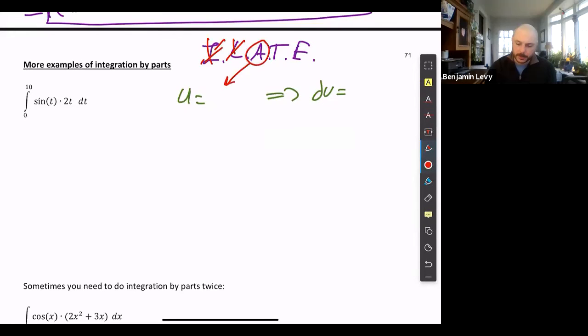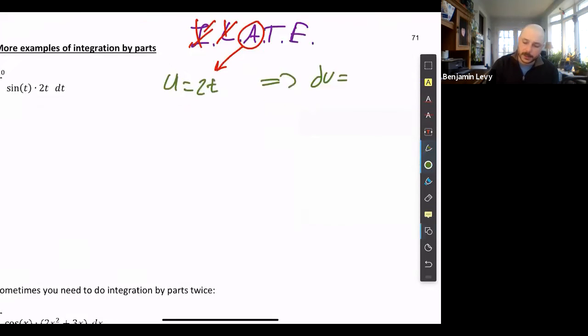Nice job thinking through that one. Right, that was a good point. Trig is one of the last ones, and so very seldom is u going to be a trig function. Oftentimes, if there's a polynomial in there, u is the polynomial, but these other things take precedence. We mentioned before we're probably not going to see an inverse trig function in here, but we saw a log in the last one, so that happens sometimes. Anyway, u ends up being 2t, and that means dv is the other thing: sine.